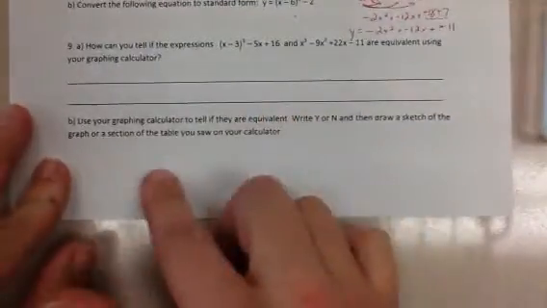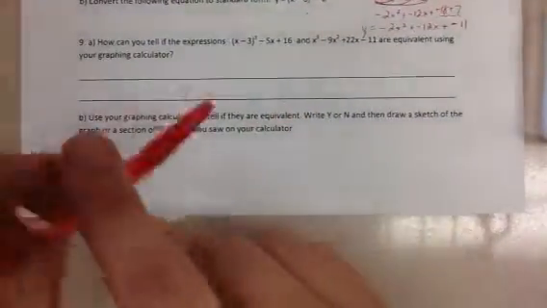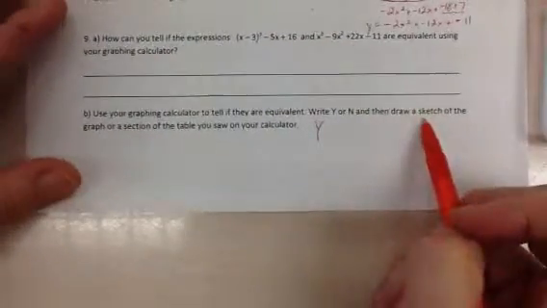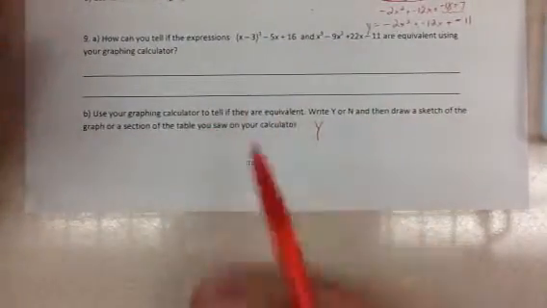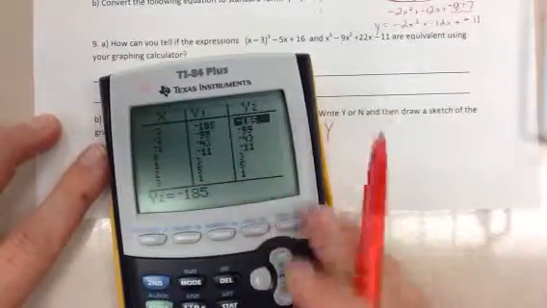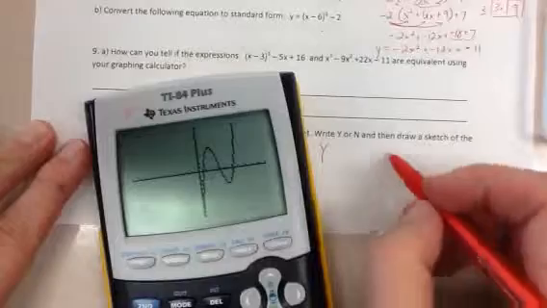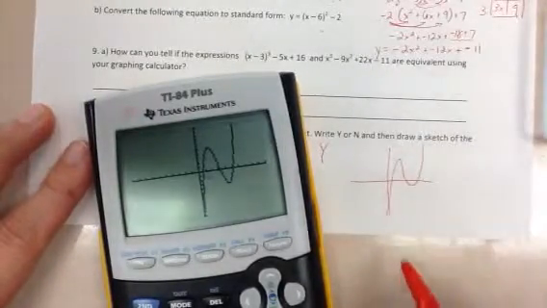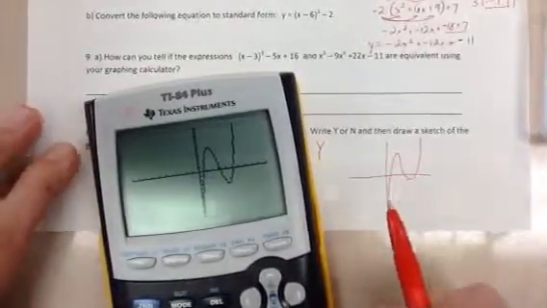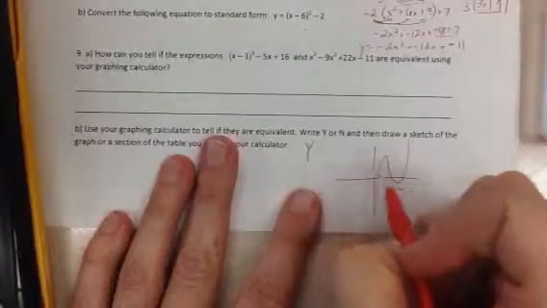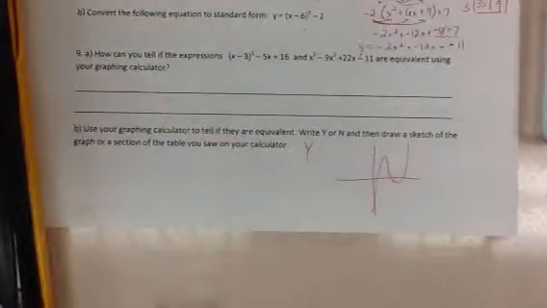Using your graphing calculator, write your explanation, and then use your graphing calculator to tell if they're equivalent, right, yes or no. I'm going to say yes. And I'm going to either draw a sketch of the graph or a section of the table you saw in your calculator. So you decide whether you want to write in this table section or whether you want to draw a picture of the graph. You know, I'm going to say, oh, the graphs are right on top of each other, or the tables return the same value. Okay. Now, if they weren't right on top of each other, you would have been able to see the two different graphs, and you could write no and draw a sketch of those graphs.